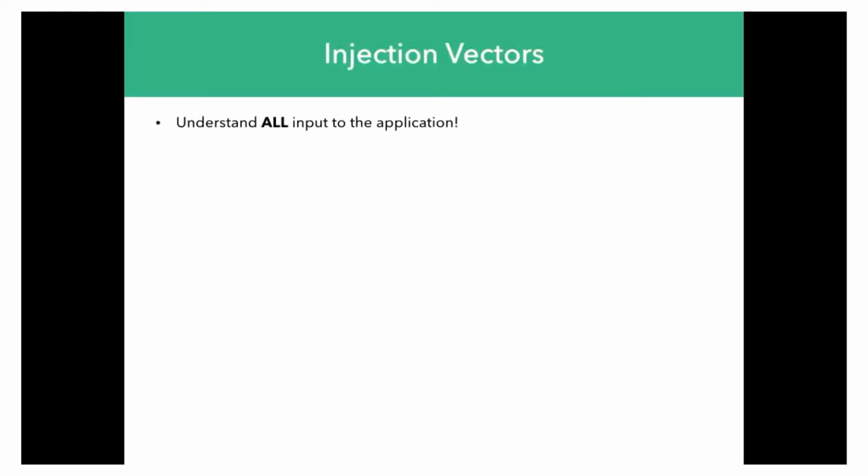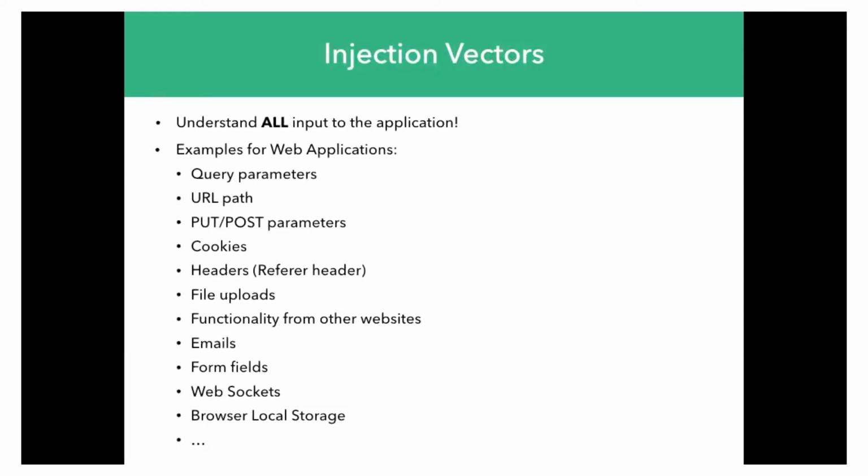Okay. So injection vectors, it's important to understand all the input to the application. Like I said, form fields are just one, but we have a lot. Query parameters, URL path, post parameters, cookies, headers, file uploads, functionality, emails, form fields, WebSockets, local browser storage. There is so much here. Anything where you can get input into the application and back to the backend or the client, depending on how much logic you expose in the client, that's a potential attack vector.